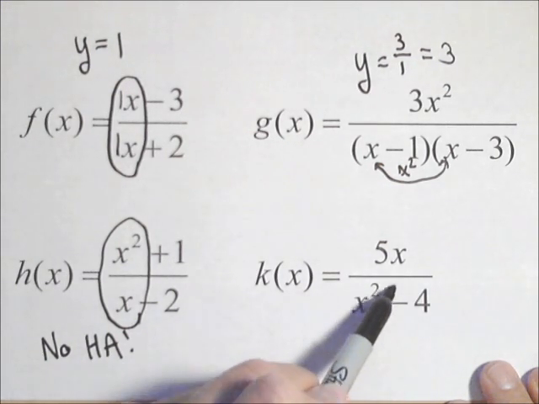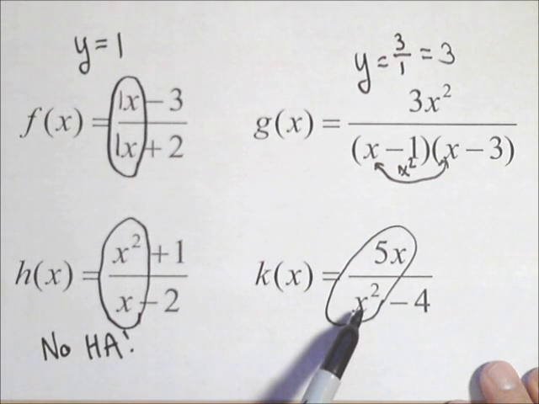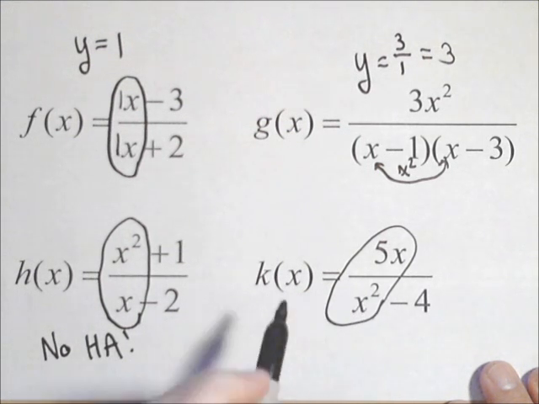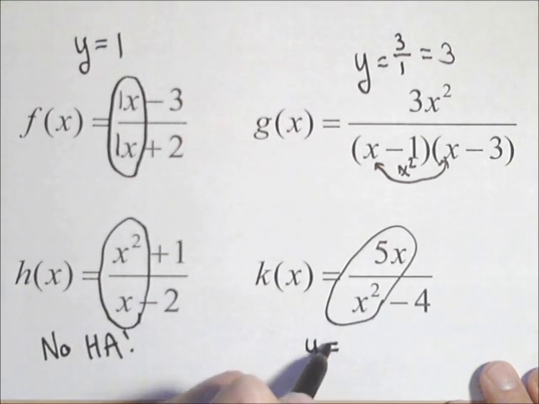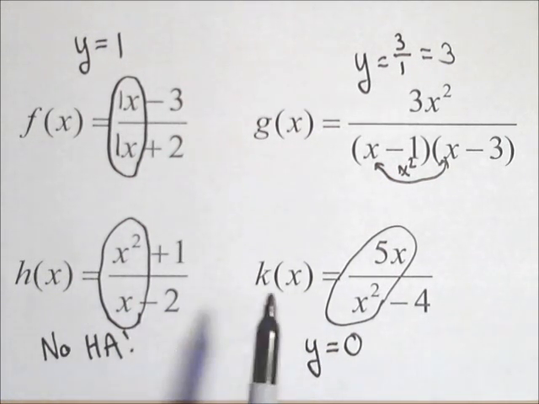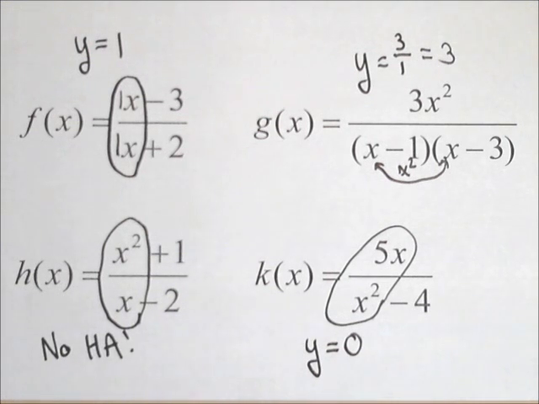Last one. Our leading terms. The degree is larger in the denominator. The denominator is growing faster. It's going to pull this thing down to 0. We have a horizontal asymptote at y equals 0. And those are the three cases and how we can determine them just given the equation without even looking at a graph or a table.